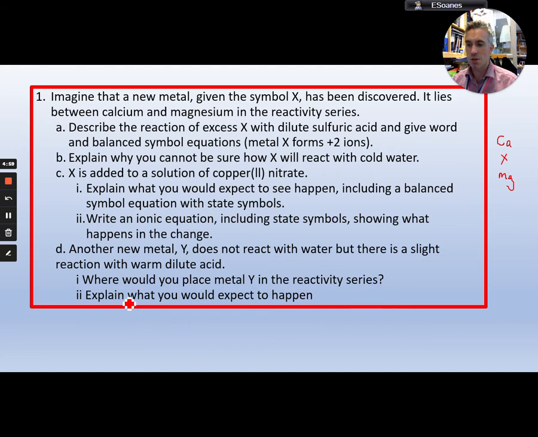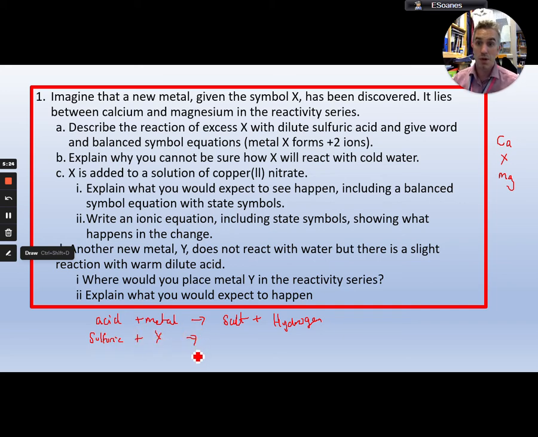Interesting. Okay, so basically, acid plus metal goes to salt plus hydrogen. Excellent. So the acid is sulfuric, plus X goes to, now what type of salt does sulfuric acid make?